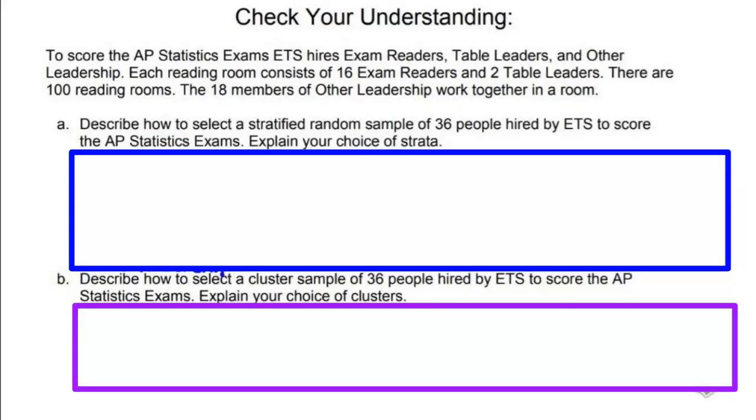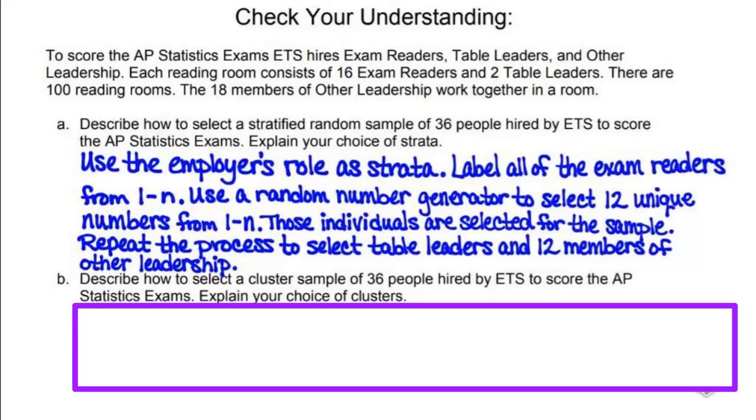All right, so for my stratified random sampling, here's the model answer that I had. It said use the employer's role as strata, label all of the exam readers from 1 to n, use a random number generator to select 12 people from 1 to n. These individuals are selected for the sample. Repeat the process to select table leaders and 12 members of the other leadership group. So picking 12 from each group is what I had in my model answer.